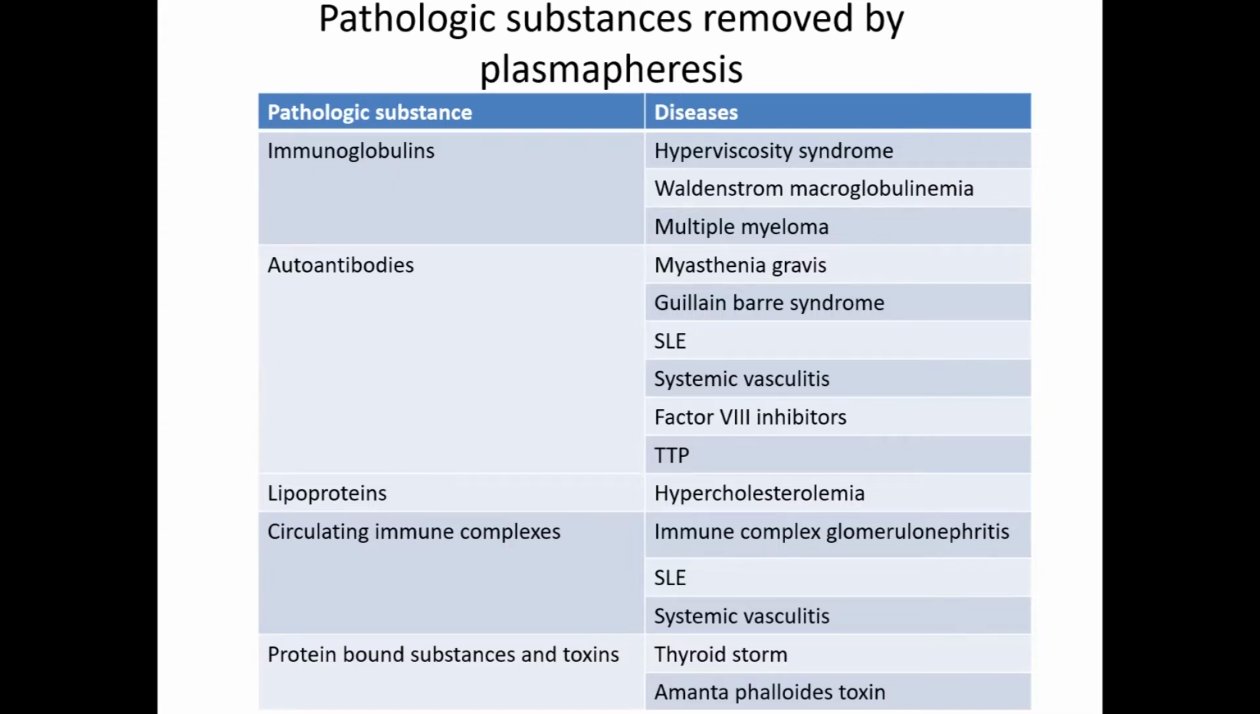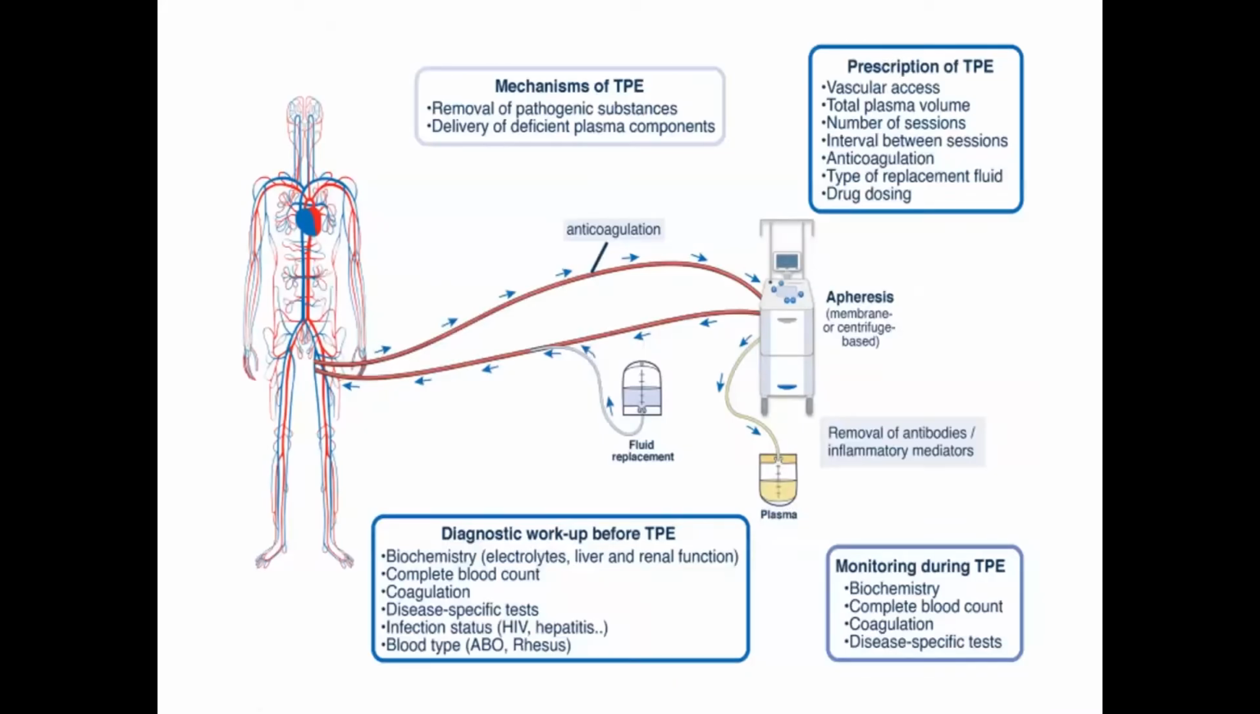There are four basic components of therapeutic plasma exchange. One is the mechanism of therapeutic plasma exchange and the prescription of therapeutic plasma exchange, which we'll discuss in a later part. Another is the diagnostic workup before therapeutic plasma exchange and monitoring during therapeutic plasma exchange. As you can see, we have to review the basic biochemistry, blood counts, coagulation profile and infection status before starting therapeutic plasma exchange. And we have to regularly monitor the biochemistry, blood counts and parameters.